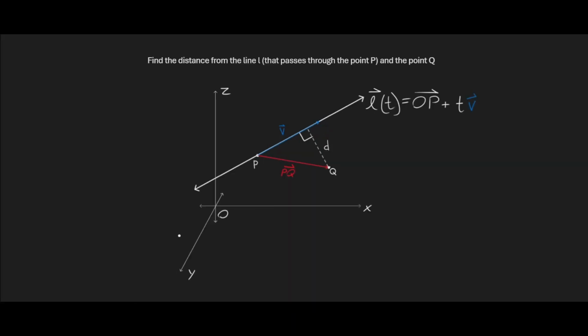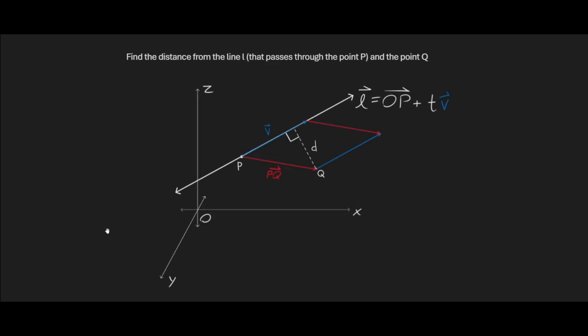Alright, so we want to find the distance from a line to a point in 3D. Remember that a line consists of a vector and a starting point, and this vector points in the direction of the line. We want to find the distance d from this point to the line, and it will form a 90-degree angle, because that is when the distance will be minimized. So let's go ahead and do it.